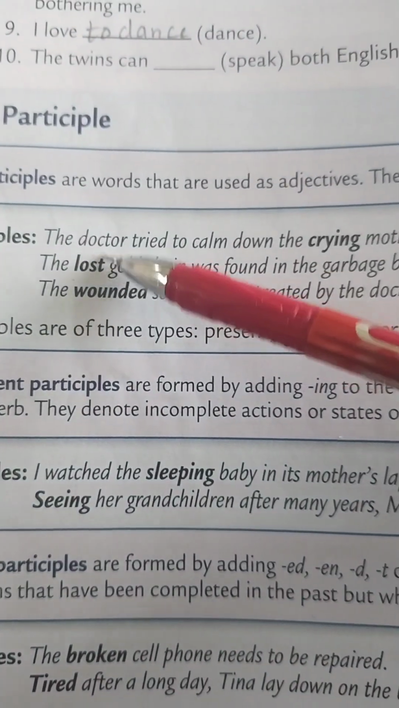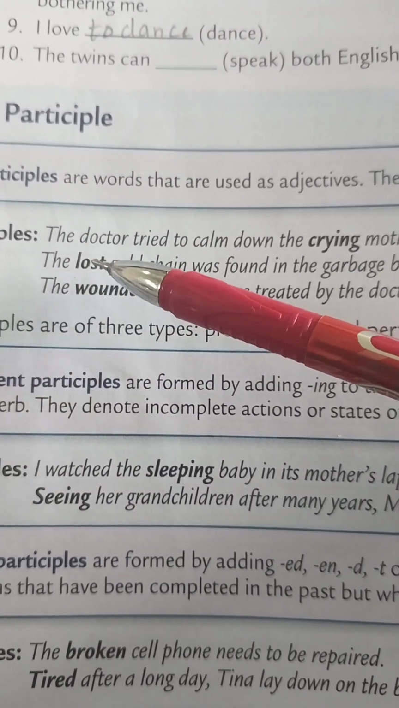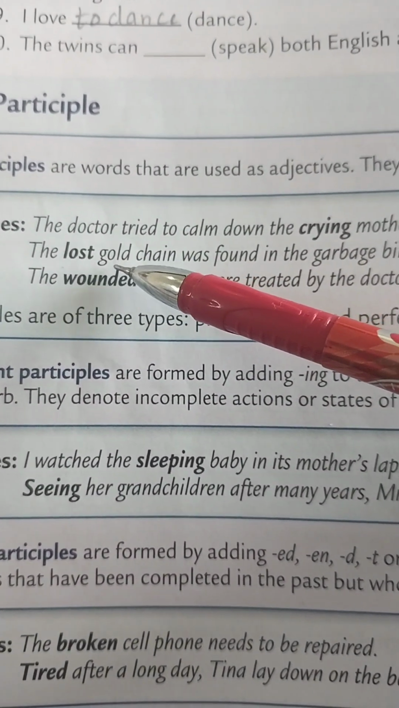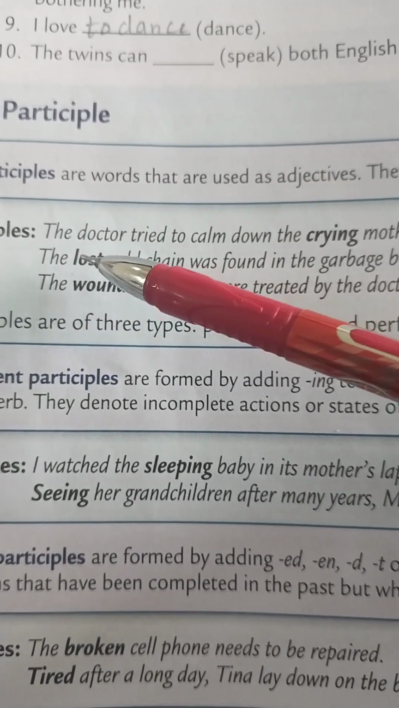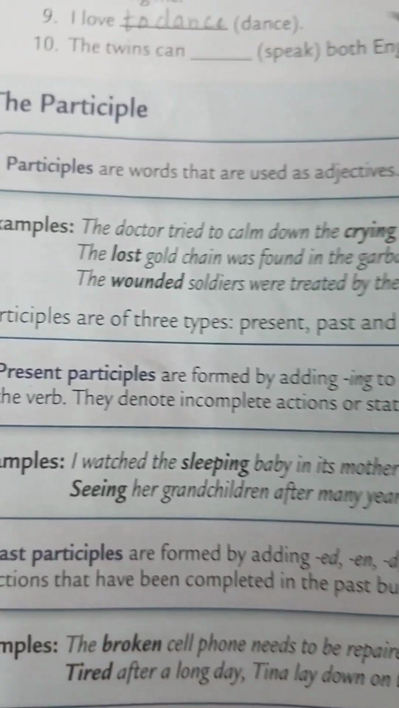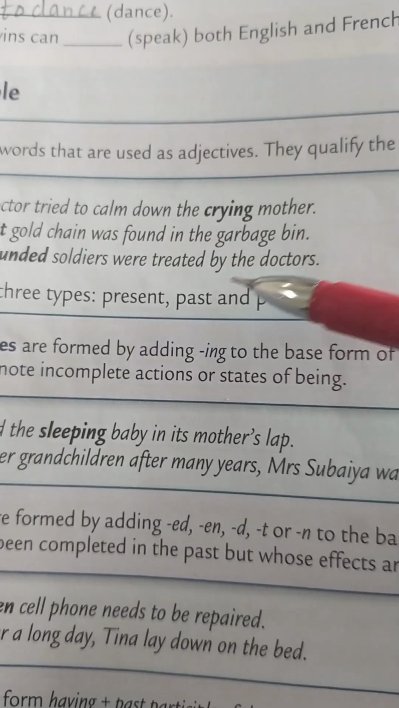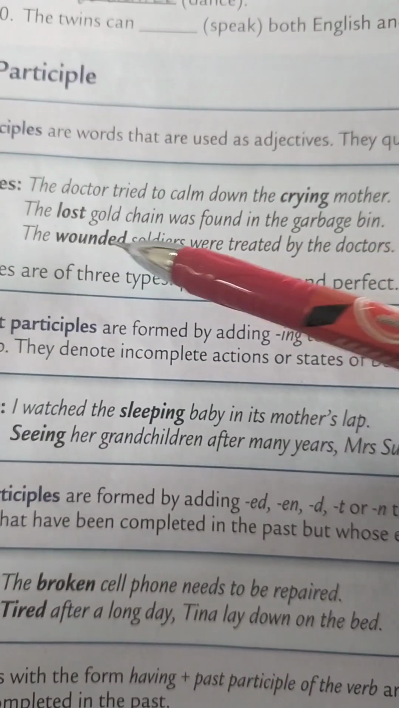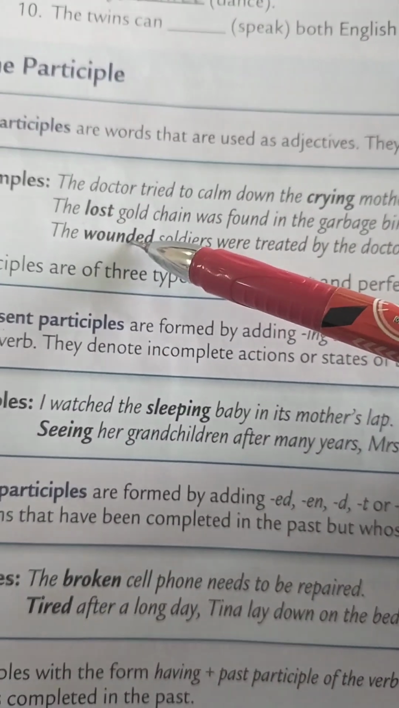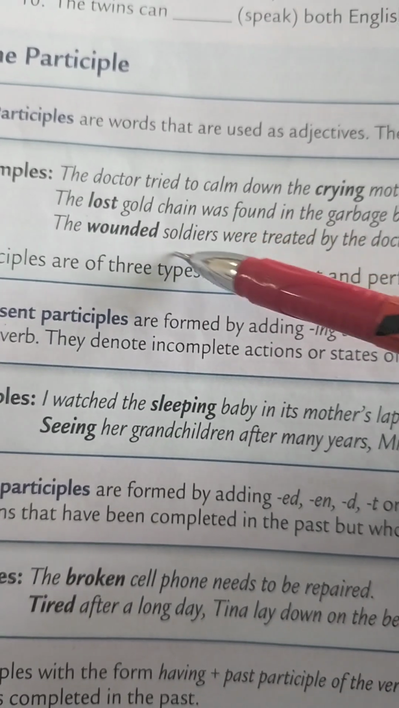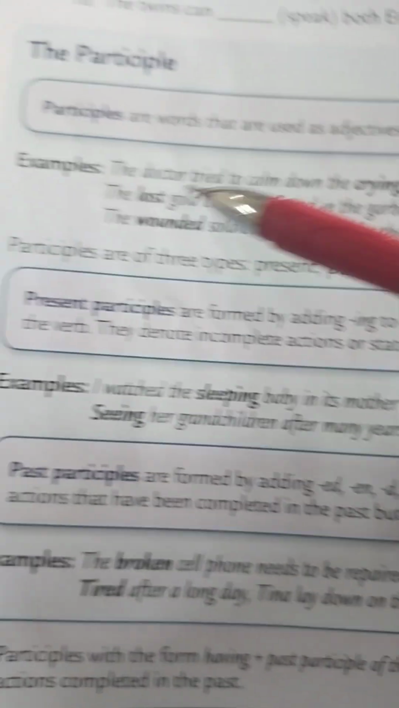In this sentence, lost is a verb, but here it is functioning as an adjective because it is modifying the noun chain. So this is again a participle. The wounded soldiers were treated by the doctors. Now in this sentence, children, wounded is a participle because actually it is a verb, but here it is qualifying the noun soldiers, so it is a participle.